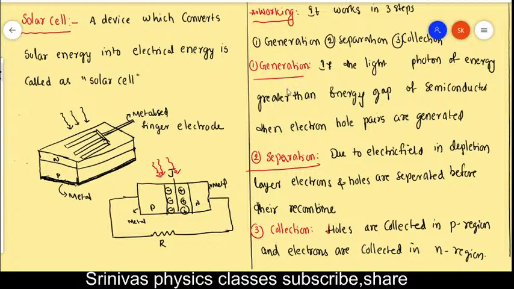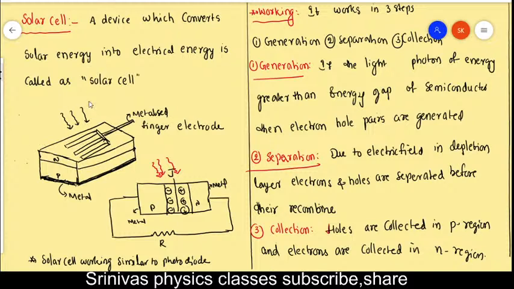When light falls on it, what happens? This solar cell works similar to a photodiode, right? Same as a photodiode, but in the photodiode we are doing the biasing. That means we are connecting it in reverse bias by using a battery. It is a cell, so we do not connect any battery. It only generates the current. How it generates, I will explain.